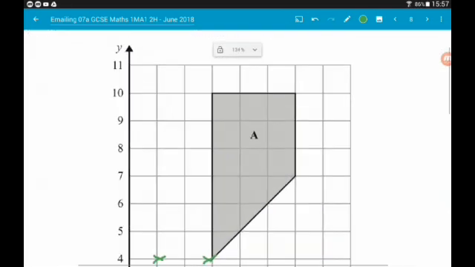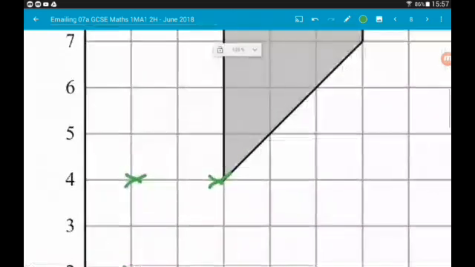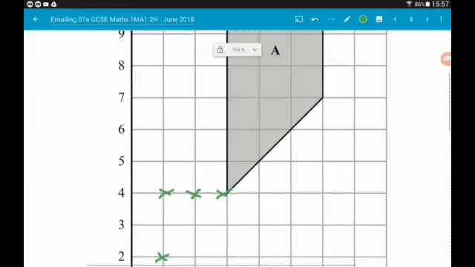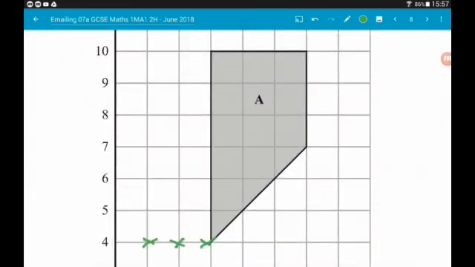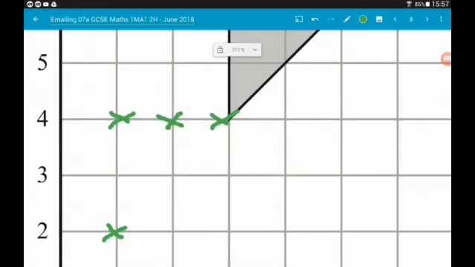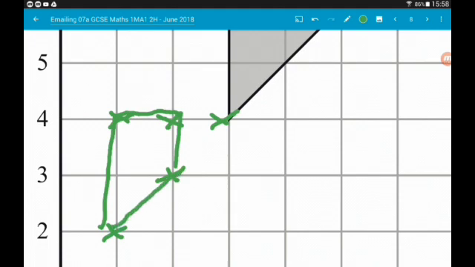Then the top length is 3 long. So on the new shape, that's going to be 1 long. So that's going to be there. And then the side on the right goes down by 3. So we're going to go down by 1. And there is our enlarged shape. In the real thing, use a ruler.